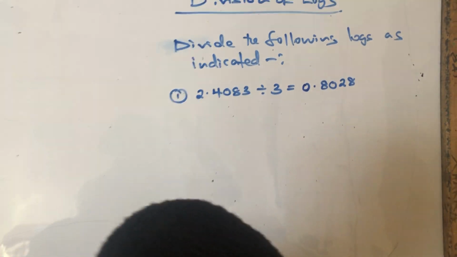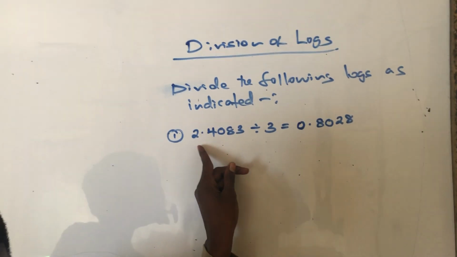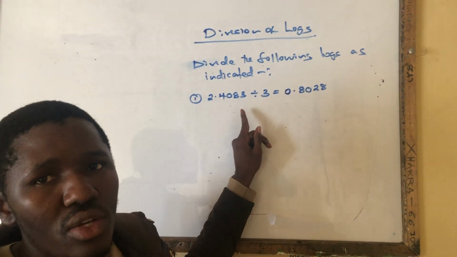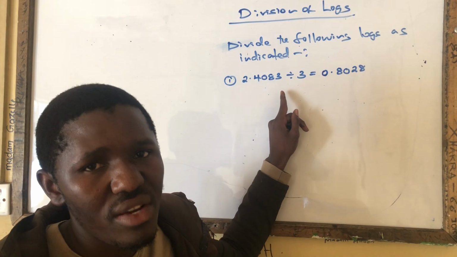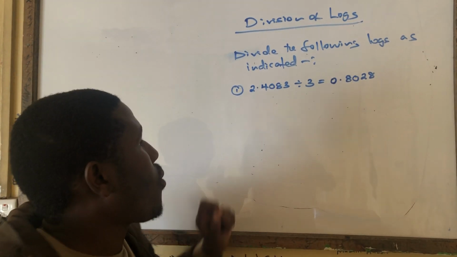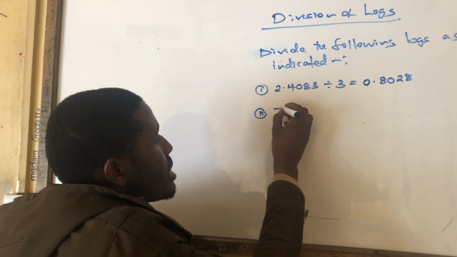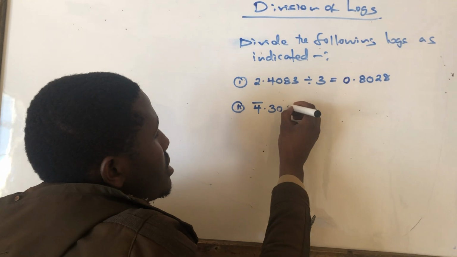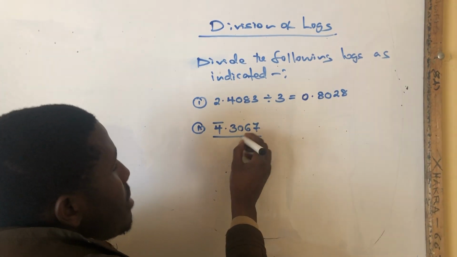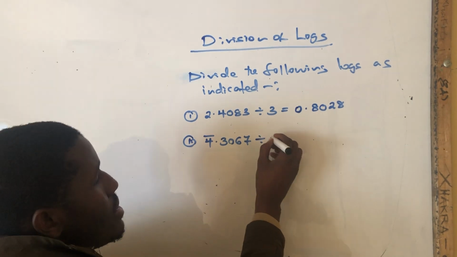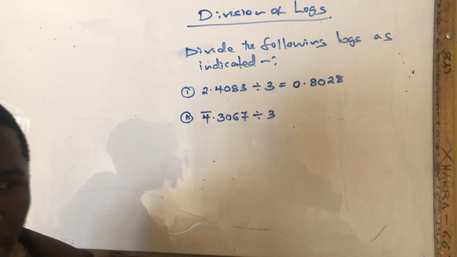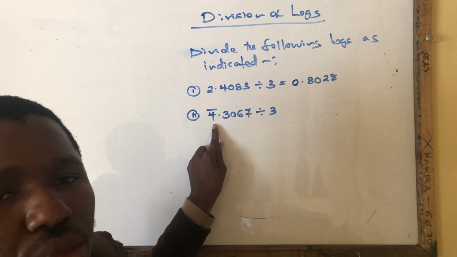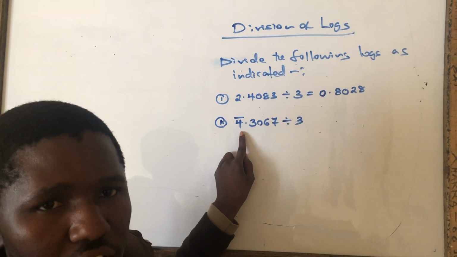0.8028. So whenever the characteristic is positive, I repeat, there's not much of a big deal in the division. A student is required to engage the calculator directly. When the characteristic happens to carry a negative, for instance, we have bar 4.3067. We want to divide the log of a number by 3. Take note of this. This time, the characteristic is carrying a negative.